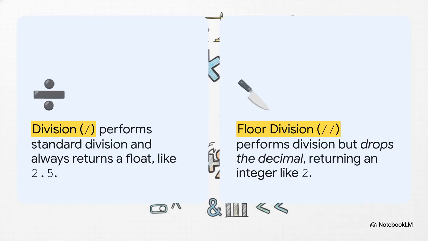Now here's a really important one to get right: the difference between regular division and floor division. A single slash gives you the exact answer, decimal point and all. We call that a float. But the double slash does the division and then just chops off everything after the decimal, giving you a whole number, an integer. It seems like a small thing, but trust me, knowing which one to use can save you from some serious headaches down the road.